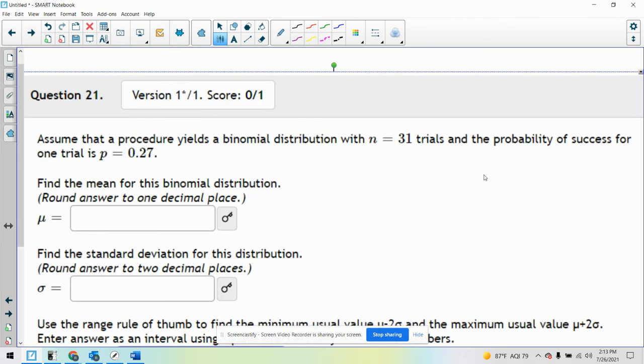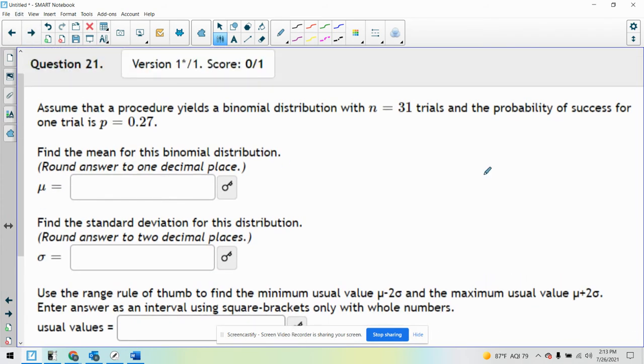All right, and 21 says assume the procedure yields a binomial distribution with n equals 31 trials, and the probability of success for one trial is p equals 0.27. Find the mean for the binomial distribution.